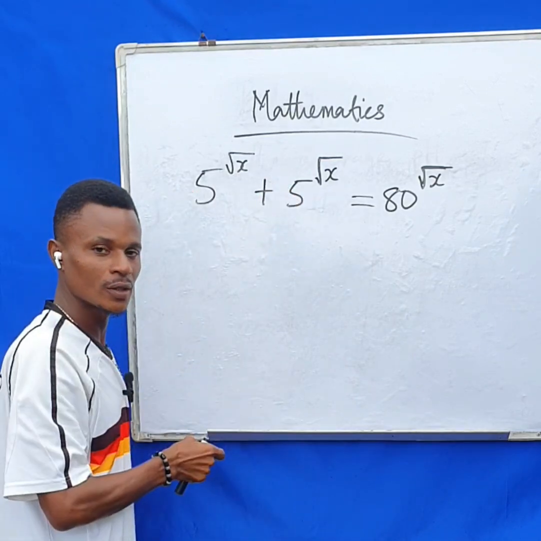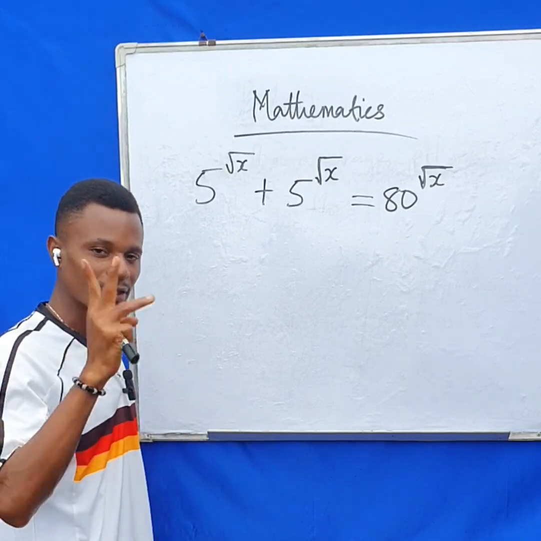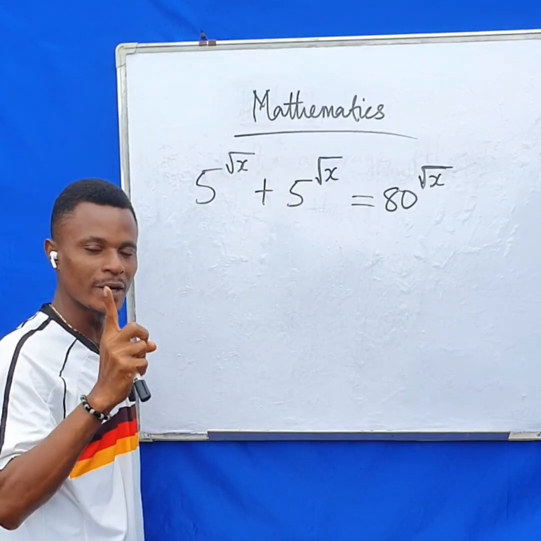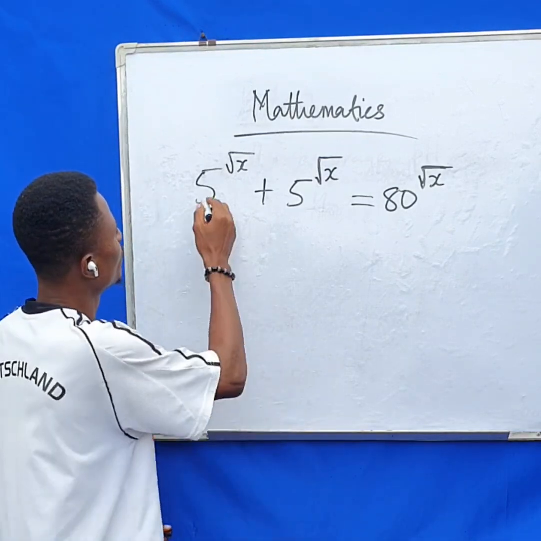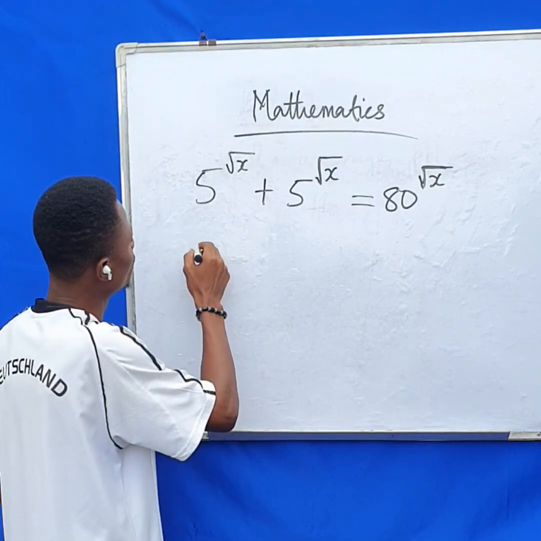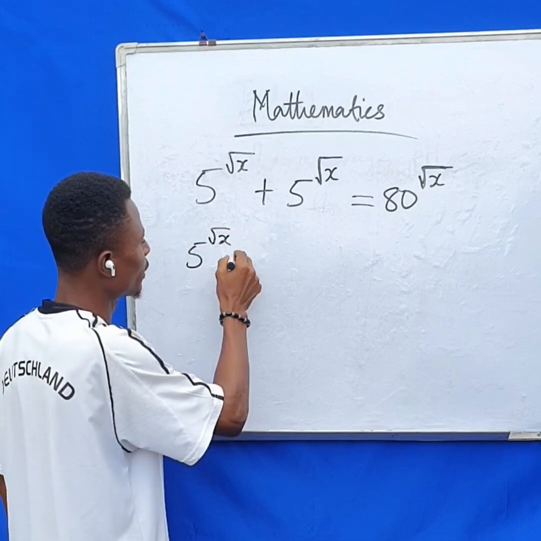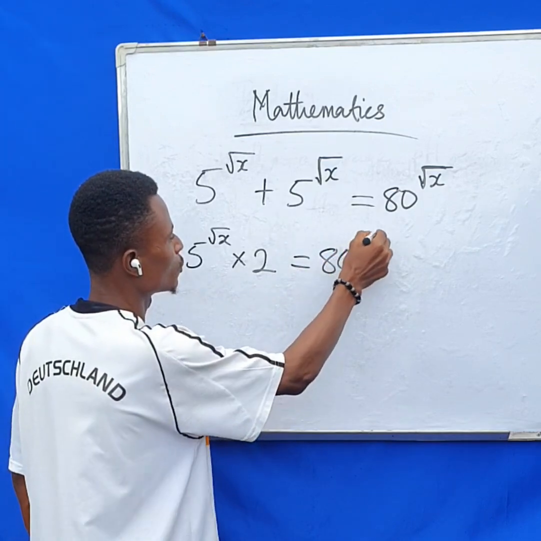Supposedly if we had 3, we would have multiplied one of them by 3. But because in this question we have just 2, we are going to multiply one of them by 2. That's the first thing you need to do. We are going to say one of them, which is 5 raised to the power of square root of x, then we multiply that by 2, and equal to 80 raised to the power of square root of x.